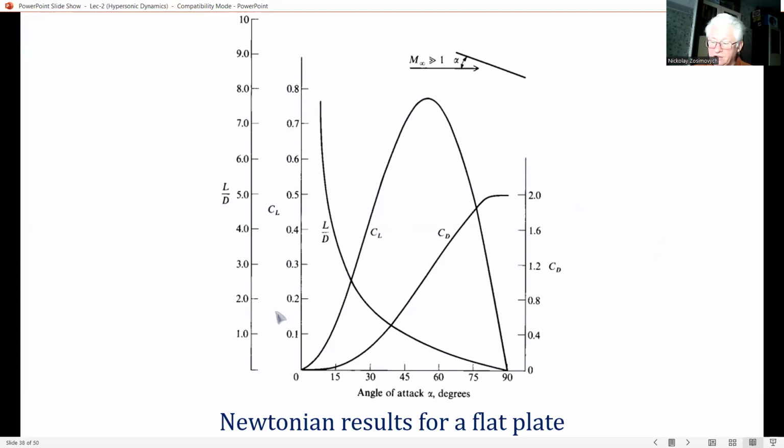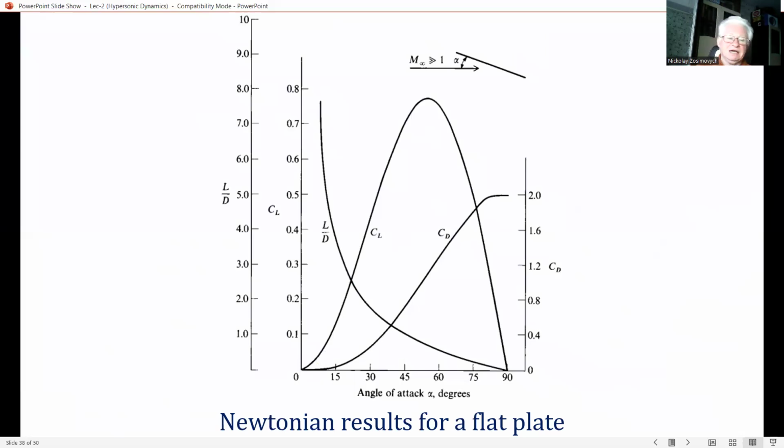So CL at low angle of attack, it says the range of alpha is from 0 to 15 degrees. We know that the variation of CL with alpha is very nonlinear. This is in direct contrast to the familiar result for subsonic and supersonic flow, where for thin bodies at small alpha, the lift curve is a linear function of alpha.